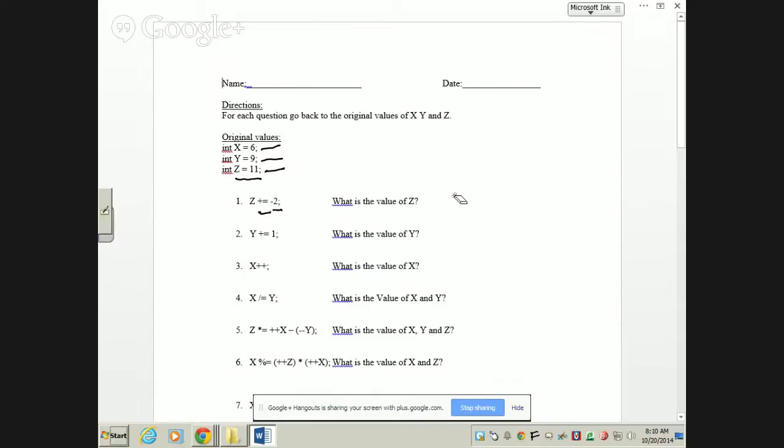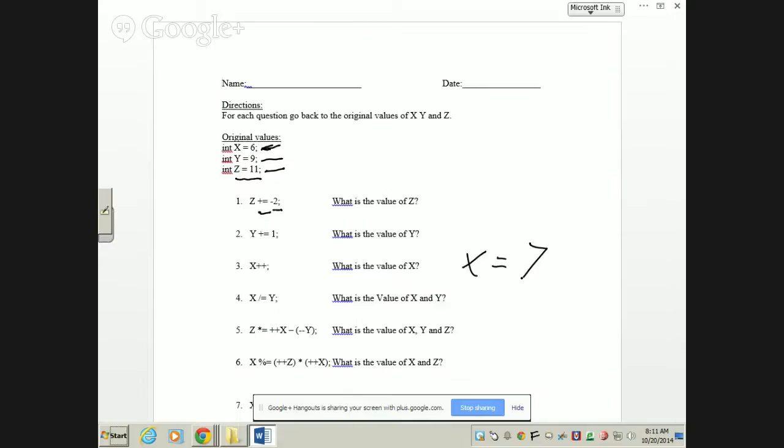All right. Number 3, x plus plus. So x starts out as 6, as we see here. And what does that plus plus mean? Add 1. That's correct. So x becomes what? x equals 7. Okay, so far so good.